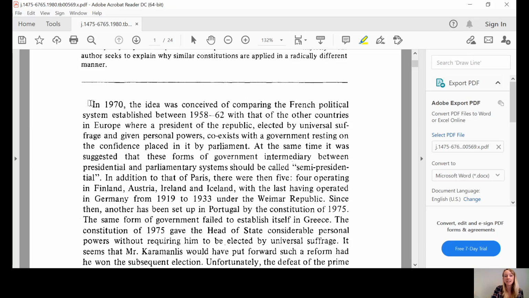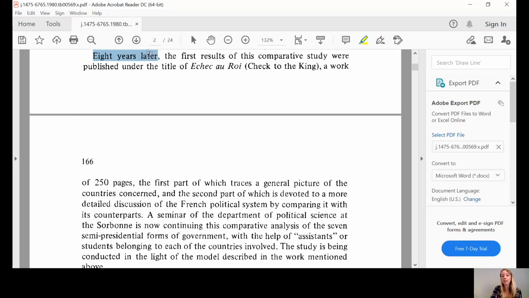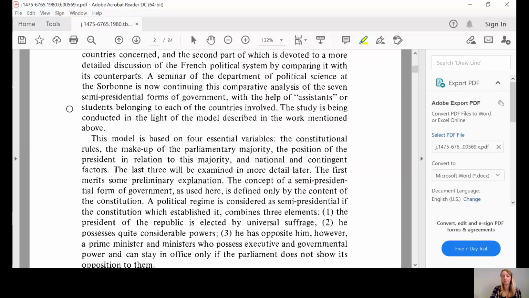So here, in 1970, the idea was conceived, blah, blah, blah. The author here is giving you a history of semi-presidential regimes, and that's not relevant because the essay question asks you to compare 3 types of regimes. So you don't need to know about semi-presidentialism and its history. Keep reading. 8 years later indicates that he's still talking about the history, so you can keep moving on.